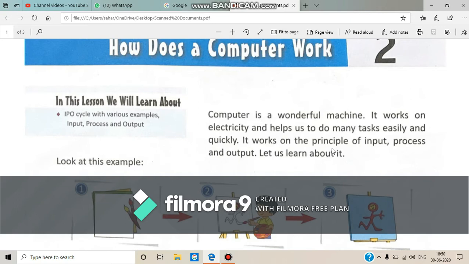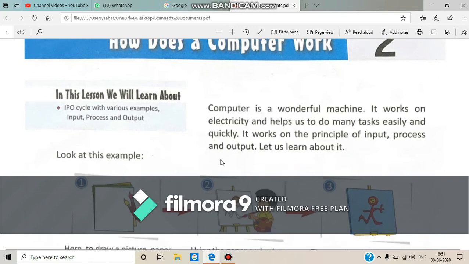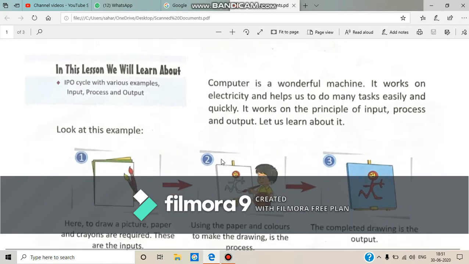A computer works in three basic steps. What are these? Input, processing and output, which is also known as the IPO cycle. So a computer works in the IPO cycle. And what is the full form of the IPO cycle? Input, processing and output. So let's understand these three basic steps by taking an example.